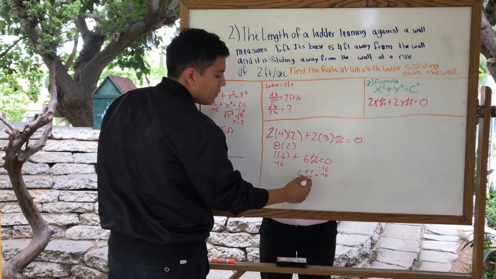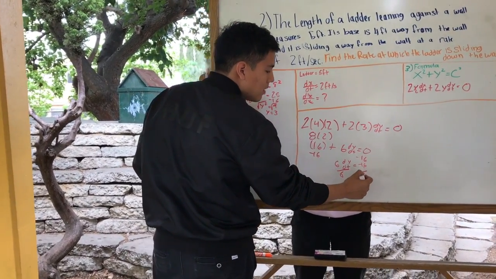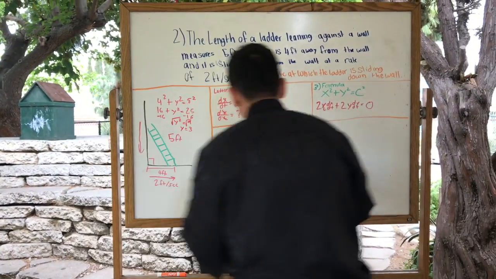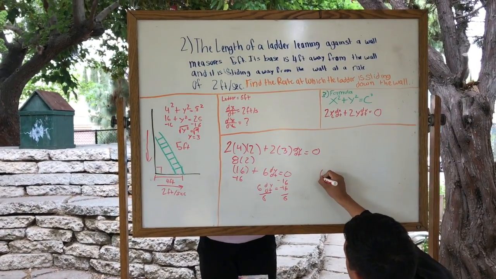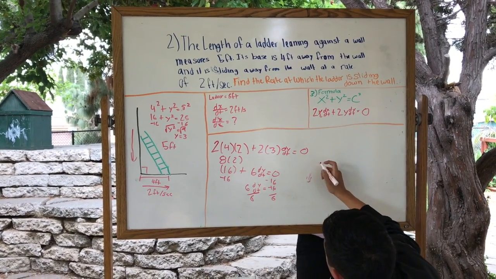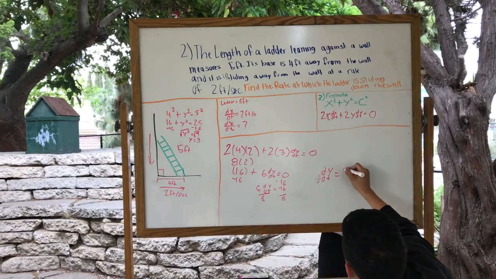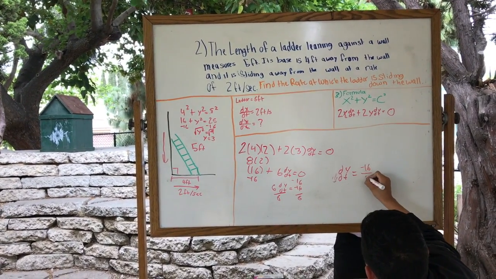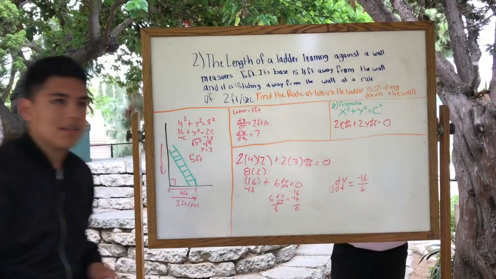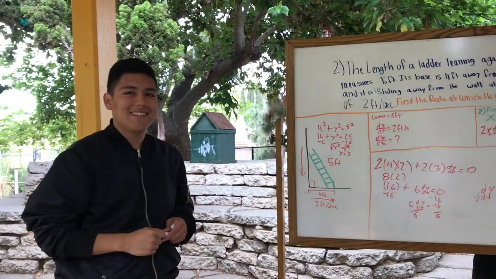Now when you get here, all you have to do is divide by 6 on both sides. And your answer is going to be dy/dt equals negative 16 over 6. Yeah, that's it.